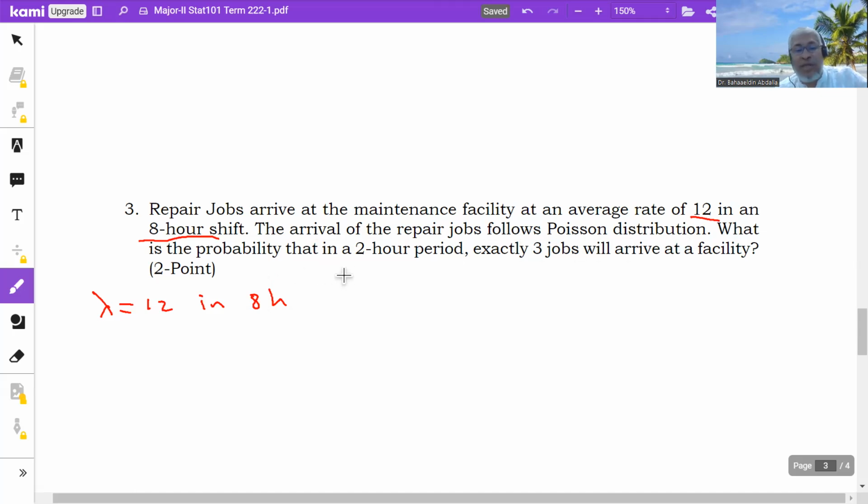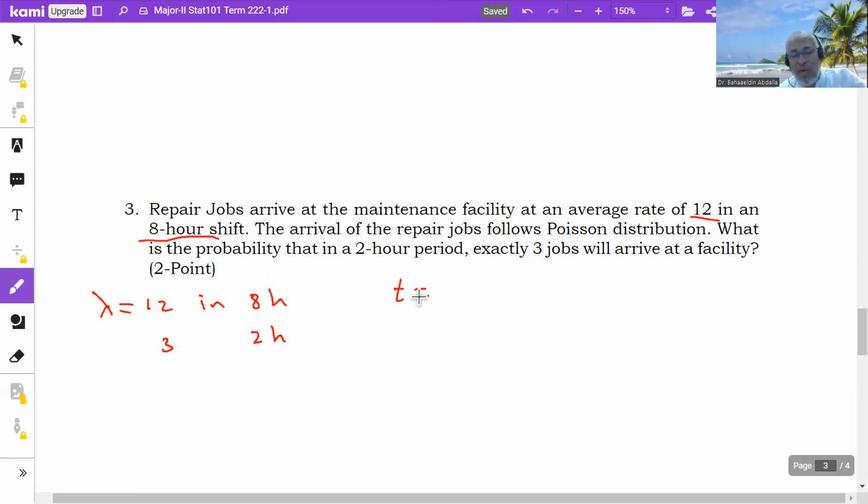Okay, what's the probability that in a 2-hour period? Now we need to find the probability with the average in a 2-hour period. Well, how did he get 2? He divided by 4. So you can divide this by 4 and find out that the average would be 3 in 2 hours. Or you can find T, the number of segments in this case.